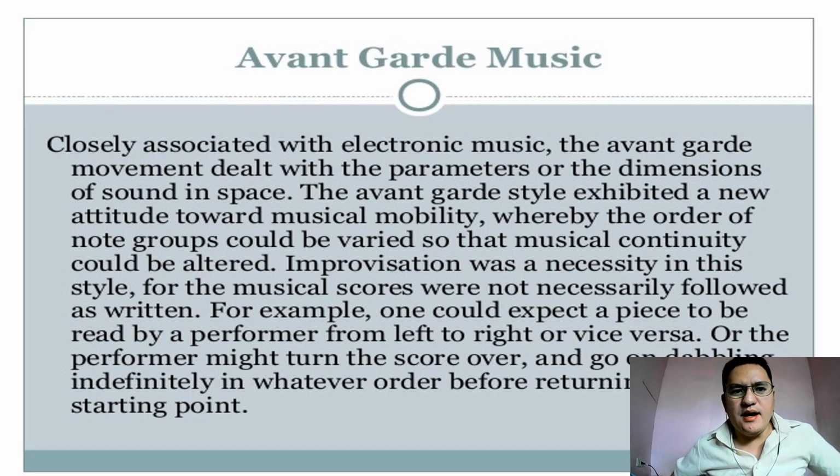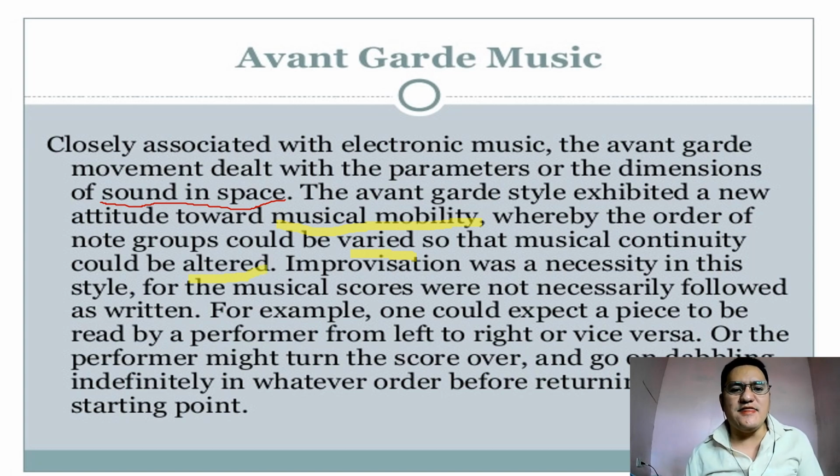And now, let us talk about avant-garde music. It is closely associated with electronic music. The avant-garde movement dealt with the parameters of the dimensions of sound in space. Take note of the words sound in space. Guhitan natin. Sound in space. Okay, take note of that. The avant-garde style exhibited a new attitude toward musical mobility. When we speak about musical mobility, guhitan ulit natin, it is the movement or the changes when it comes to music. Okay? Whereby the order of note groups could be varied so that musical continuity will be altered. When we say varied, there will be changes. Okay? And it could be altered.